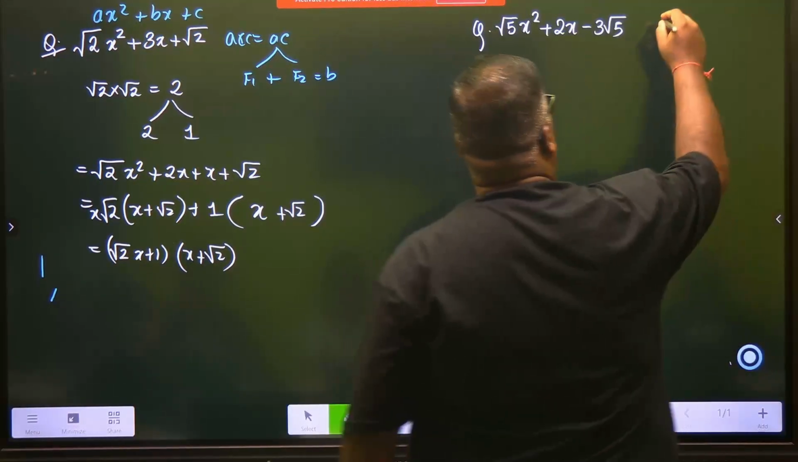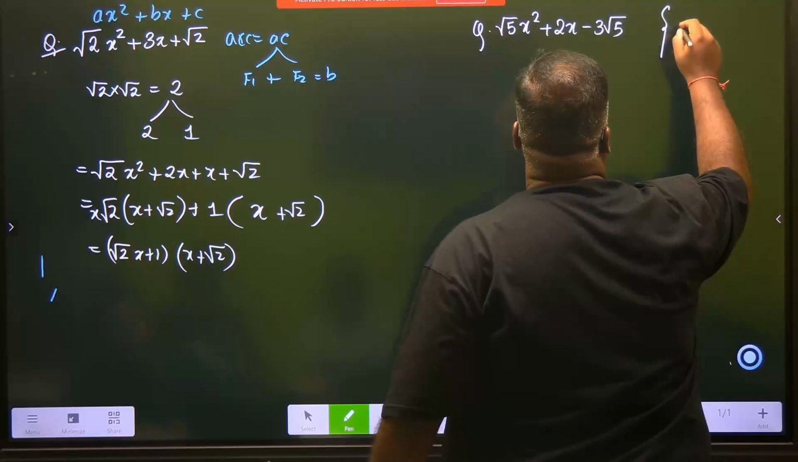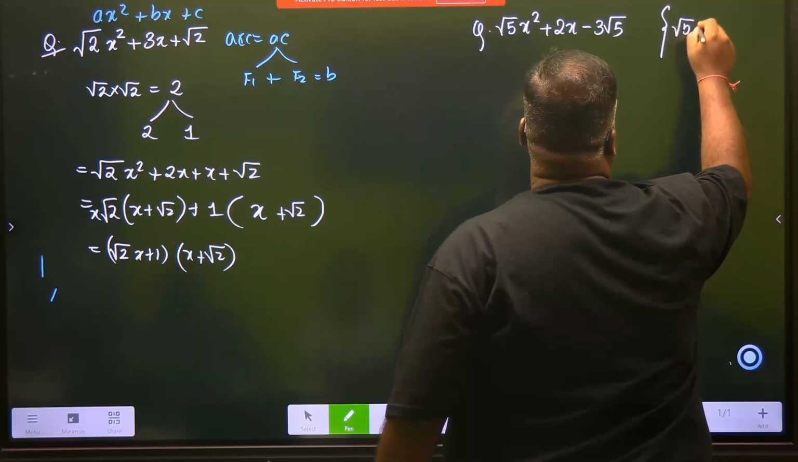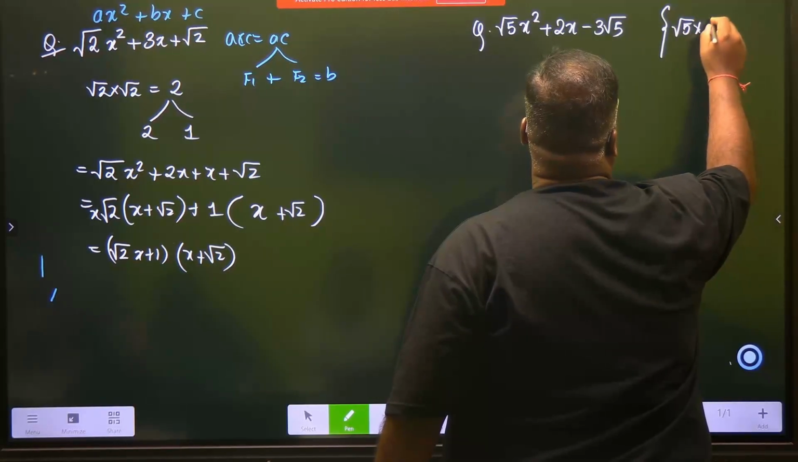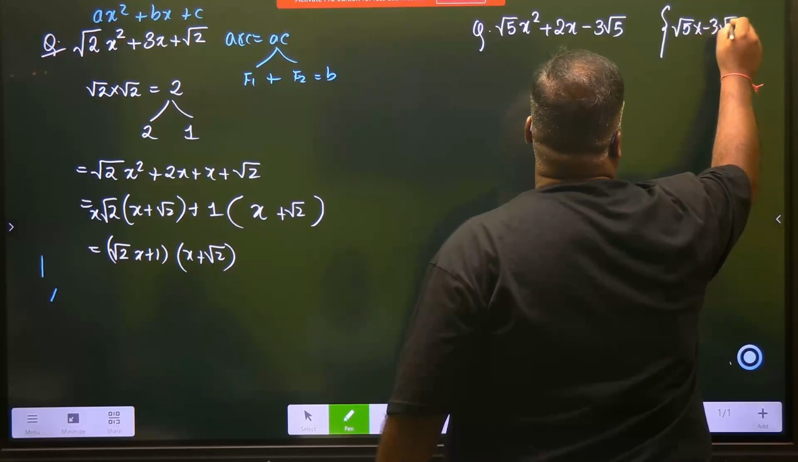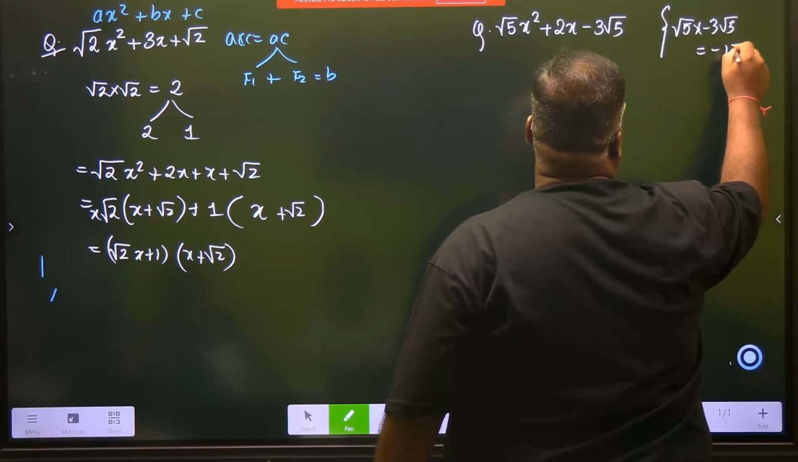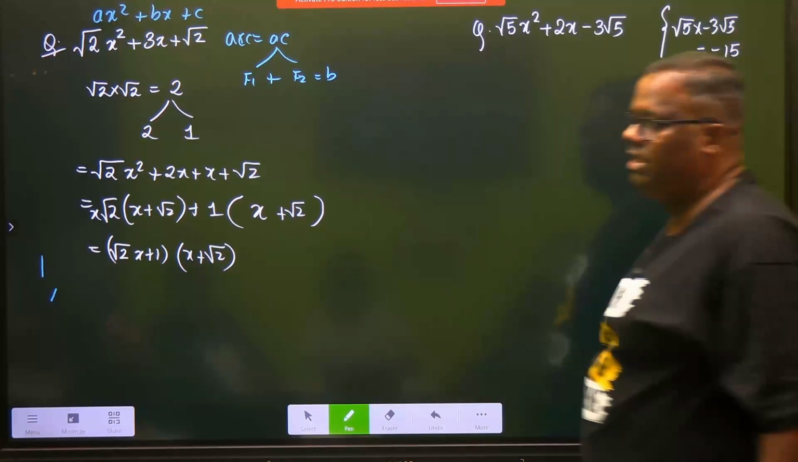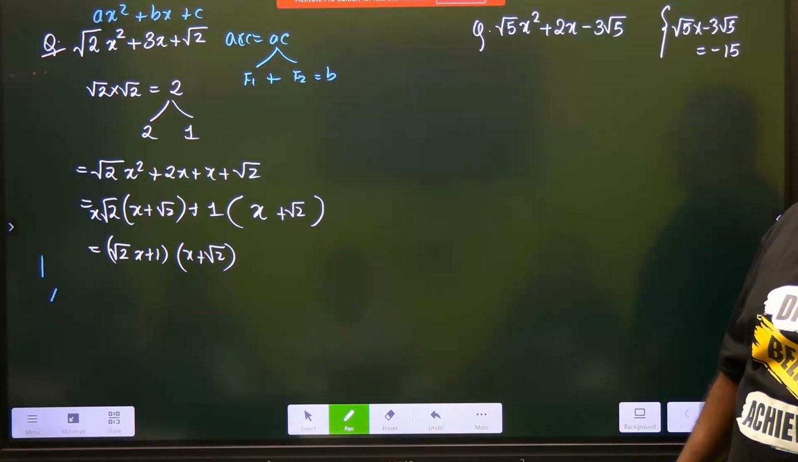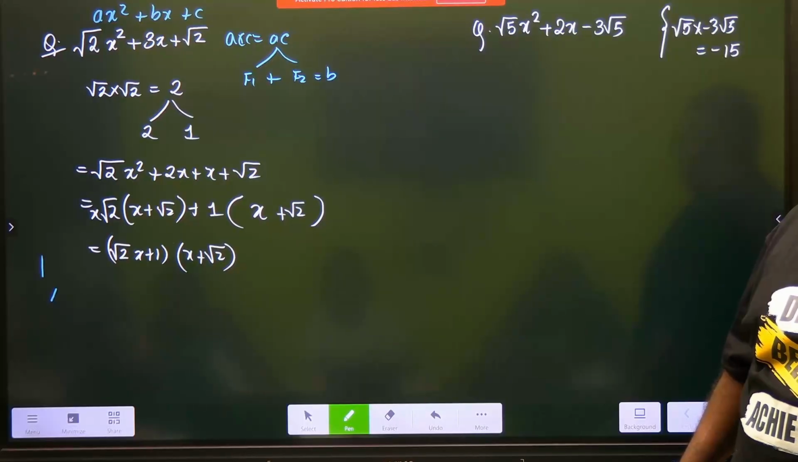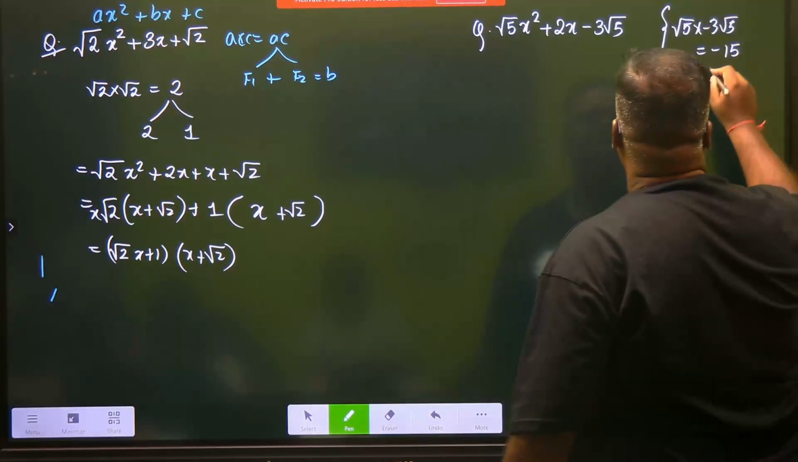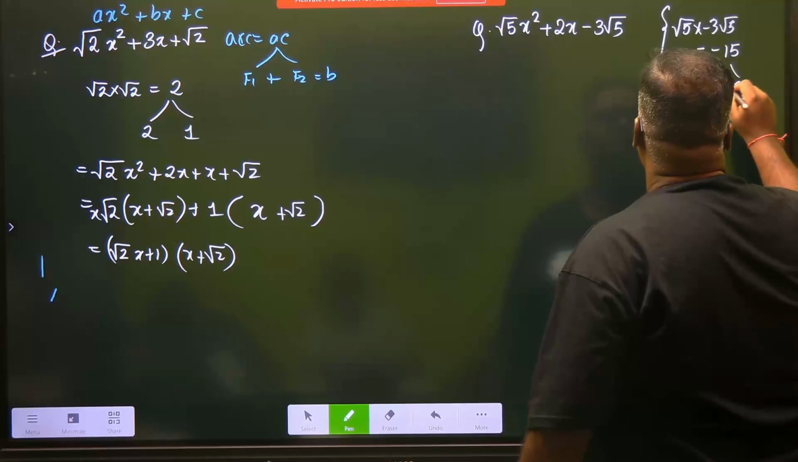So out here, what will be my factor? My product would be root 5 multiplied with negative 3 root 5. Root 5 times root 5 makes it 5, so that is negative 15. You have to get negative 15. I think negative 15 is 5 and 3, where 5 should be positive and 3 should be negative, right? I can have a 5 out here. I can have a negative 3.